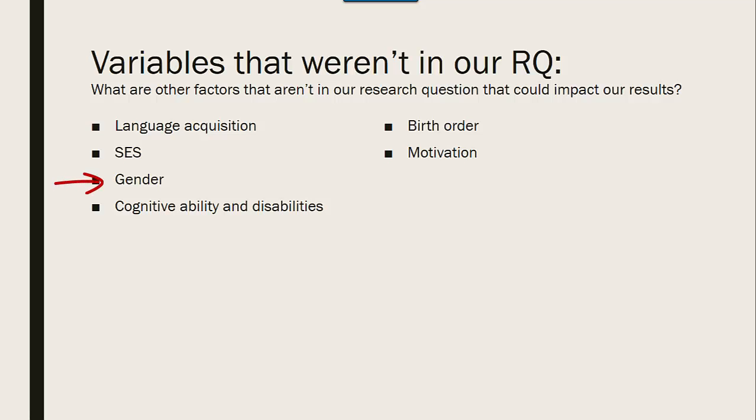Gender, maybe boys respond better to the competition or girls respond better to that self-competition, or maybe there's no difference. Cognitive ability and disabilities, maybe my students who have an intellectual disability or a reading disorder may not have the same results as everyone else. Birth order, maybe those oldest children who are just naturally goal setters may make great strides when you include them in goal setting. And if you don't have them involved in goal setting, they don't. As well, just their personal level of motivation. What I want you to notice here is that there are all kinds of variables that could impact your results.